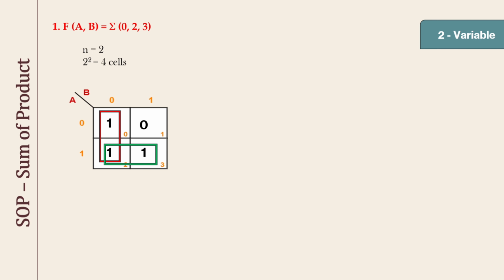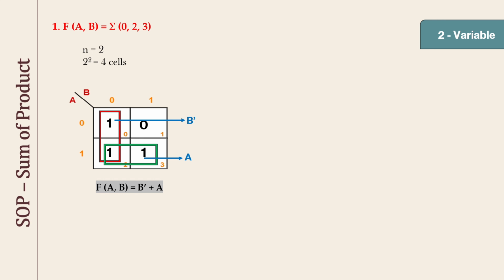Now, let's name these groups. In the first group, we don't have A common in both cells, 0 and 2. But we have the common B bar. So we are going to name that group B bar. In the second group, we have the cells 2 and 3. Between these two cells, we don't see any common B variable, that is B bar or B. But we see the common A. So let's name this group A. After solving the given question using the K-map, we get the final expression f(a, b) = B bar + A.